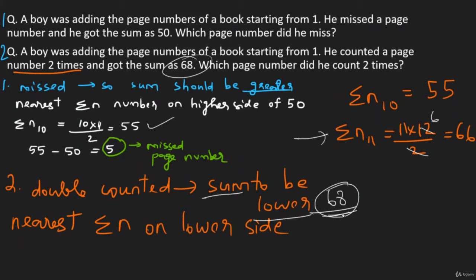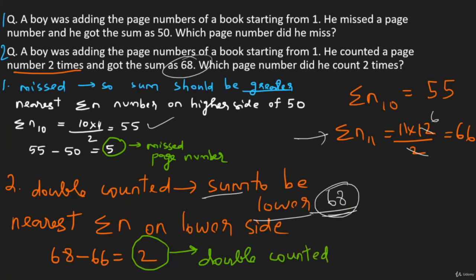All right. Now to find the answer, that is what page the boy has counted 2 times, we just need to do 68 minus 66, which is equal to 2. Therefore 2 is the page number that the boy counted 2 times, right?